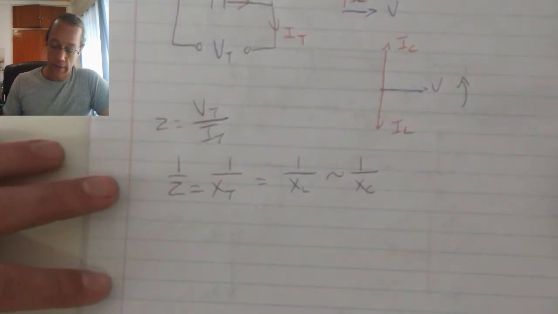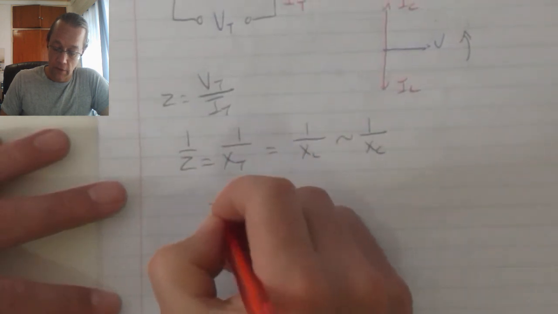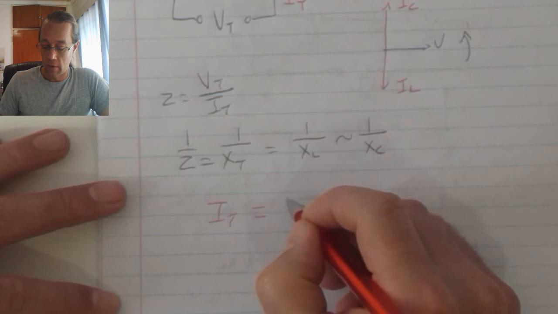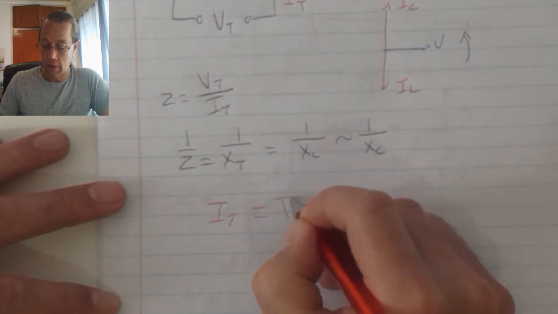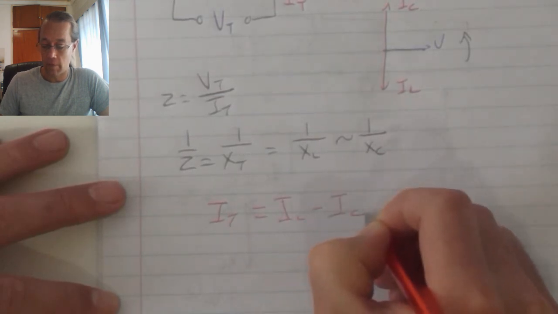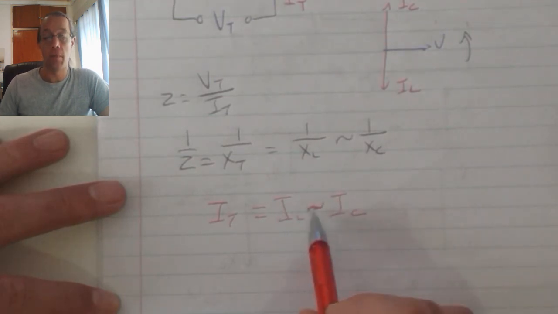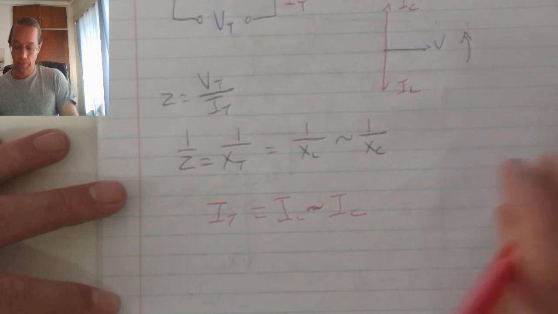When it comes to calculating the total current, I total is equal to IL, wavy minus IC. Remember, subtracting them in order to get a positive answer.